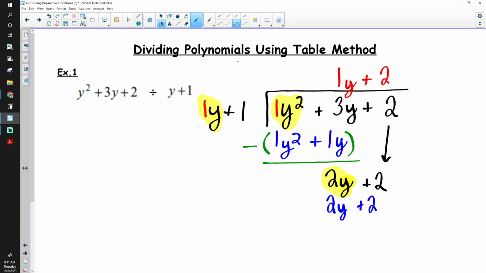And now look, what's going to happen when I subtract these? Yeah, 2y minus 2y is 0. 2 minus 2 is also 0. So what's our remainder? 0 is our remainder. Our answer then is what we get on top. The answer to y squared plus 3y plus 2 divided by y plus 1 is 1y plus 2, or just y plus 2.